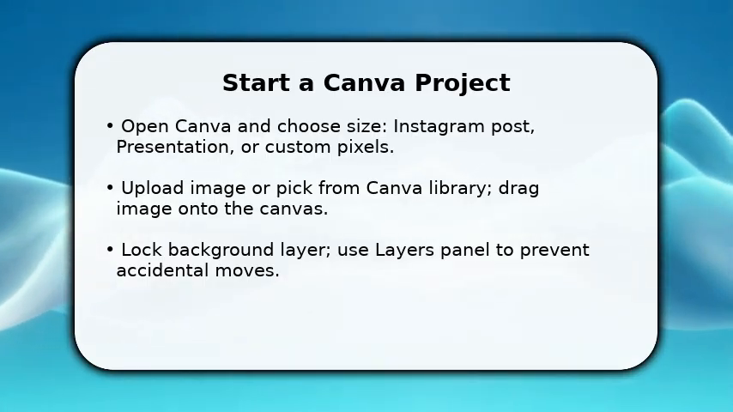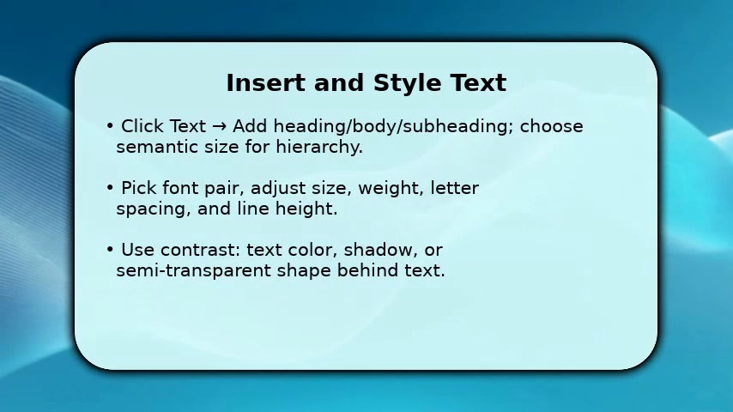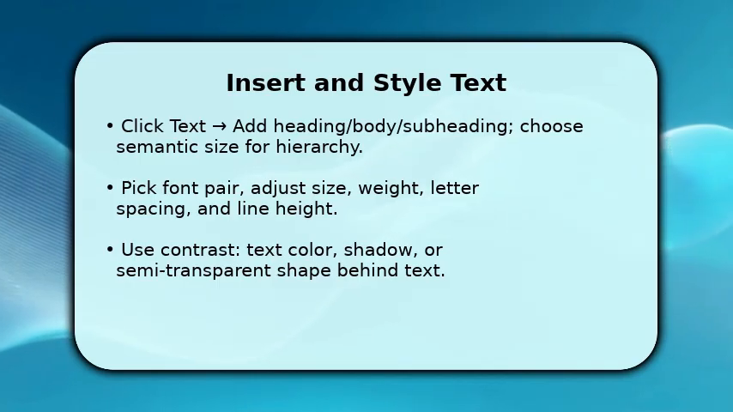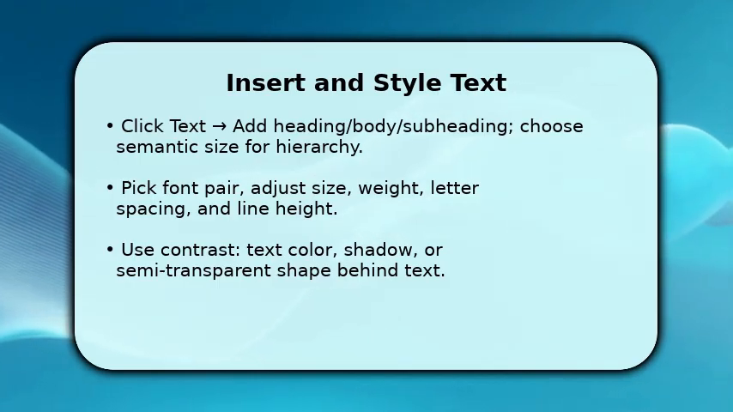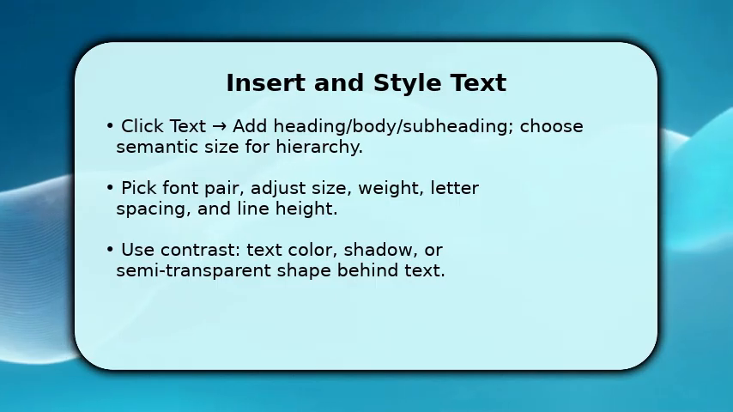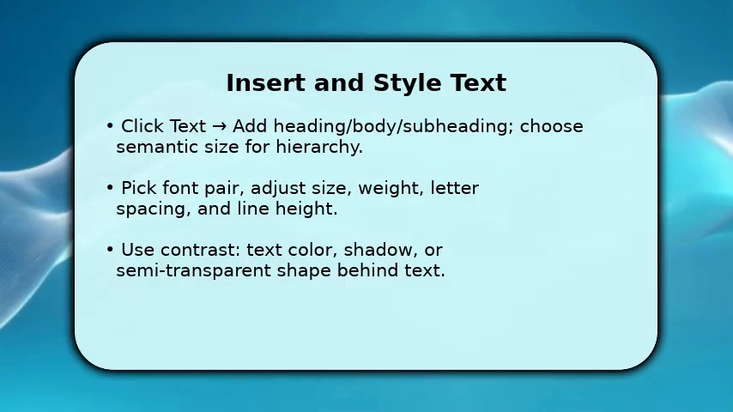Now add your text element. Select Add Text and choose a heading or body style so you establish visual hierarchy. You'll type your copy and then style it. Select a font pair that matches mood and legibility, adjust size and weight, and tweak letter spacing and line height for balance. Once done, ensure contrast by changing text color, adding a subtle shadow, or placing a semi-transparent rectangle behind the words. These choices improve readability and make the message pop without overpowering the image.